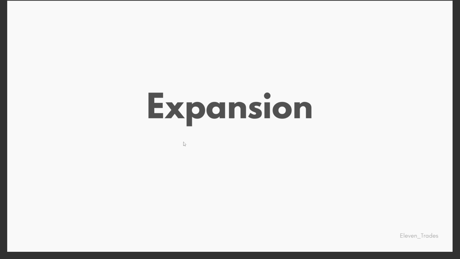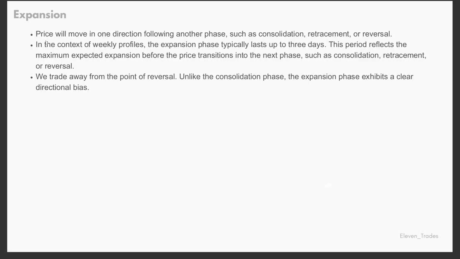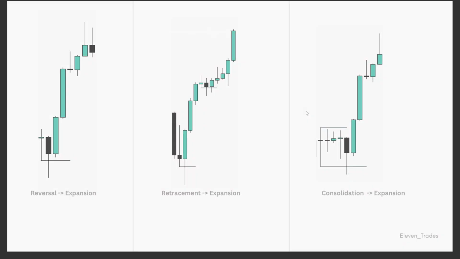Now the second phase of price delivery is expansion. Expansion is characterized by price moving in one direction following another phase such as consolidation, retracement, or reversal. So actually the expansion will occur after a reversal or a retracement. In this example, a reversal into expansion, then a retracement into a fair value gap or stop run and then another expansion. Or we could take the consolidation range low and then expand to the upside.